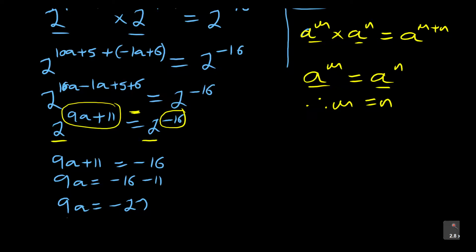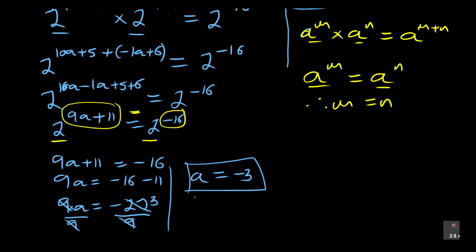You can check that with the calculator. Then to get rid of the 9, which is 9 times a, you divide. The opposite of multiplication is division. What you do on the left, you do on the right. 9 in 27 is 3. So a is equal to negative 3. That's how you solve that.